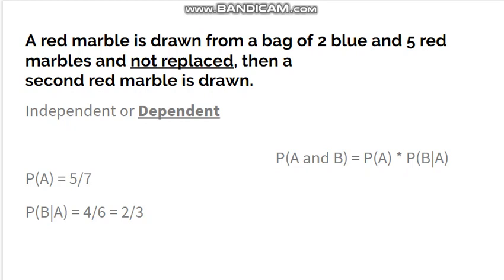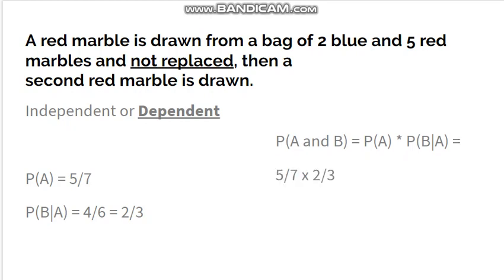We're going to multiply the probability of A by the probability of B given that A has already happened. 5 over 7 times 2 over 3 gives us 10 over 21.